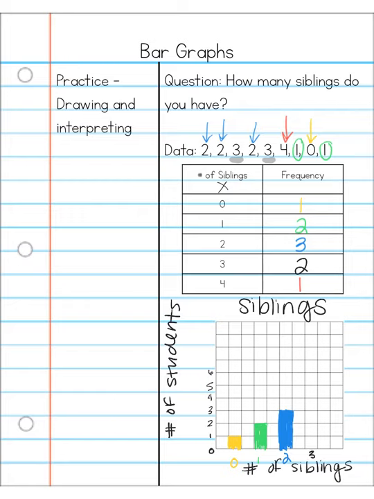My 3 sibling bar will go up to the 2 because there are 2 students that have 3 siblings. And there's only 1 person with 4 siblings. So that's what my bar graph would look like in this instance. Turned out to be nice and symmetrical.